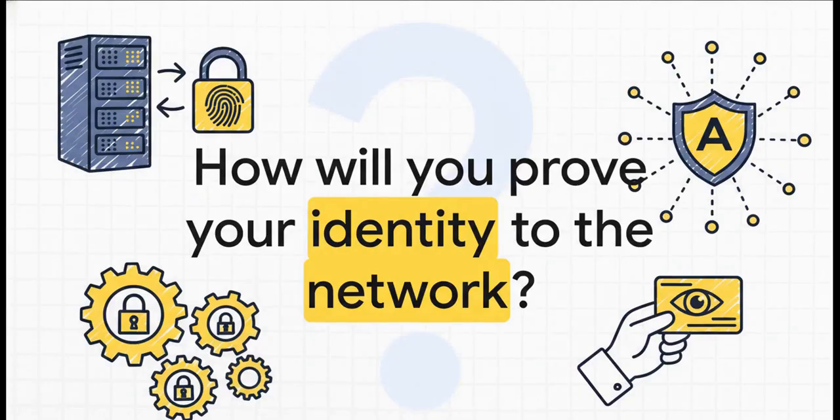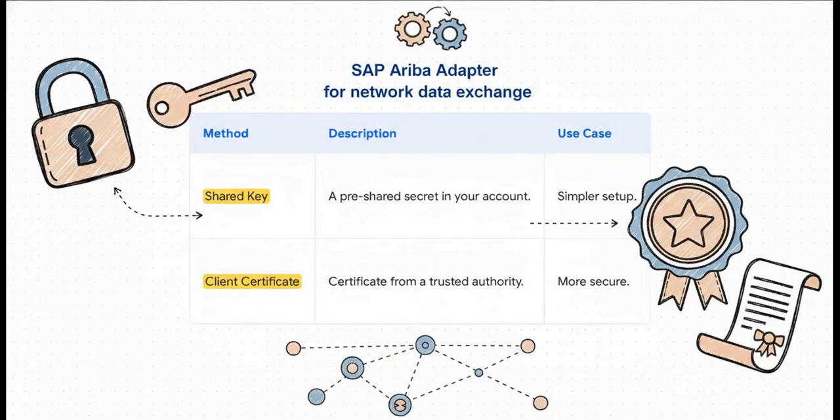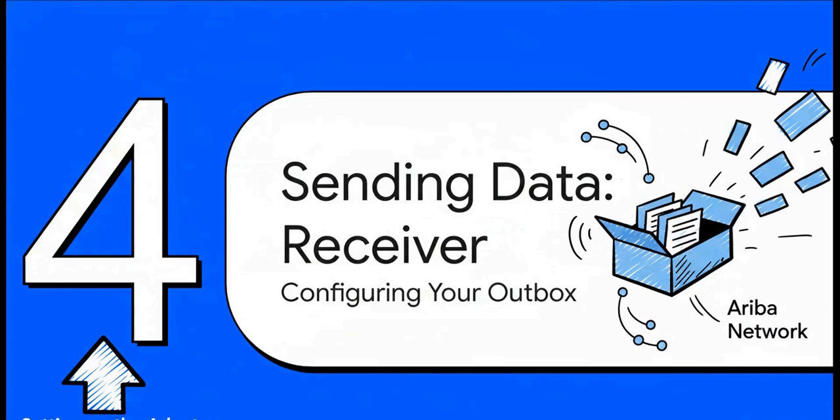Now we get to a super critical security choice. The ARIBA network has to know it's really you trying to connect. So you've got to decide how your system is going to prove its identity every single time. And this table lays out your two main options perfectly. You can go with a shared key, which is basically just a secret password you both agree on beforehand. Or, for much tighter security, you can use a client certificate. Either way, you'll store it safely and give it a credential name alias, and that's the name you'll type into the configuration. Perfect! Our inbox is all set up and ready to go.